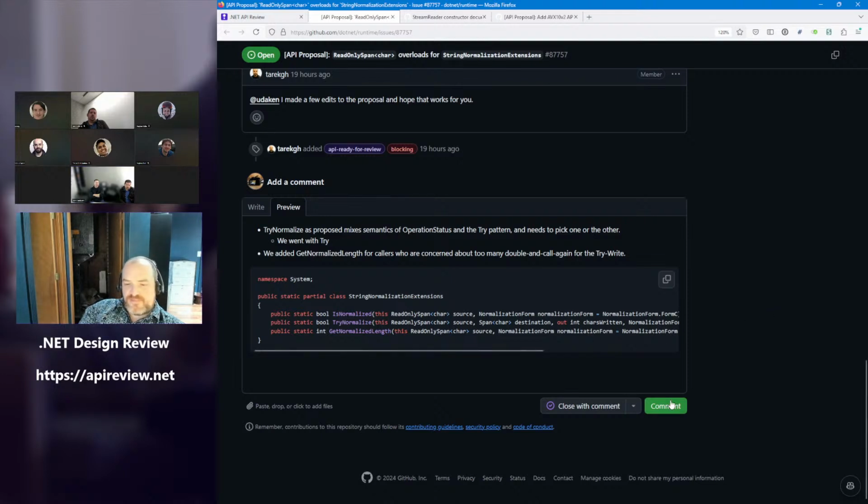Get normalized length is also going to throw if there's going to be an overflow, right? I assume, not just if the input is invalid. Integer overflow, right. I would hope so. There are multiple failure cases. If you give a 2 billion input and it grows, then yes, get normalized length could throw because there is no span that you could create that it would be able to write to. Right.